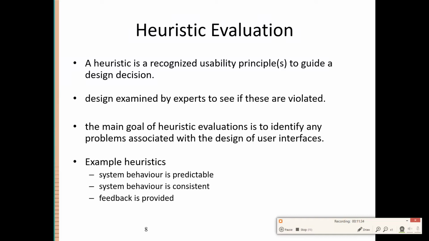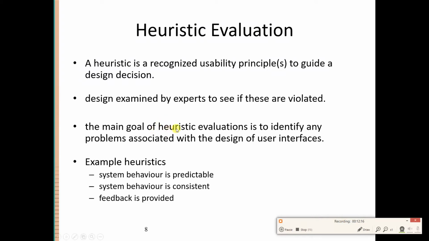These principles are going to guide us about the design, whether the design is meeting these usability principles or not. The design is examined by an expert to see if these are violated or not. The expert person is going to evaluate the design based on the usability principle, and see whether these principles are violated or not. For example, one usability principle is that the system should be easy to learn. By using this principle, we evaluate the design and decide whether this is fulfilled or not. Is the system easy to learn or not?